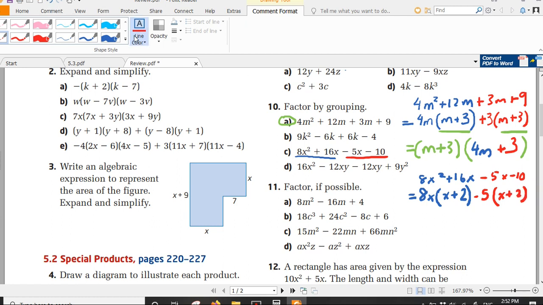You know you're on the right track if you get to this stage and you notice that this whole term and this whole term have something in common, which should be whatever's in the bracket, and it sure is. So my final answer is x plus 2, close the bracket, and then whatever's left over, 8x minus 5. Sorry, I'm not sure why the color changed on me, but just to reduce confusion, 8x minus 5. Okay, so hopefully that answers your questions, Ram.